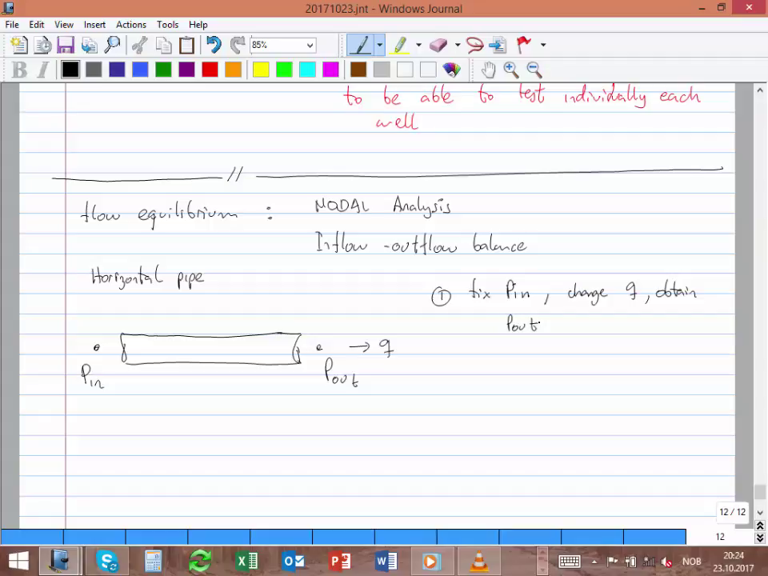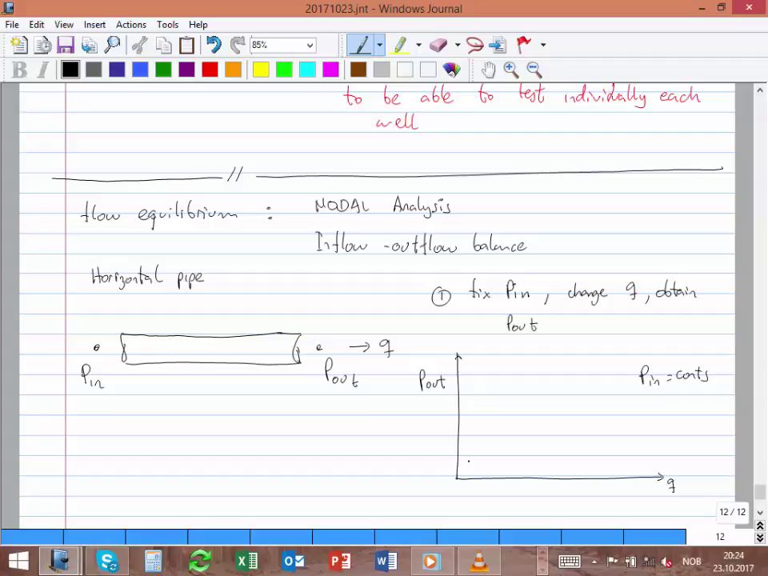I leave the pressure at the inlet constant, and then I have the rate and I calculate the P, right? Then I use another rate and I calculate the P, and so forth. So let's make a plot of that variation of P out versus Q, okay? With P in constant. How is that graph going to look like? When I have no rate, what pressure should I get at the out?